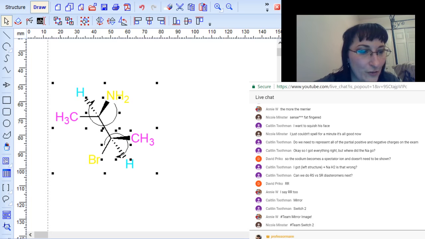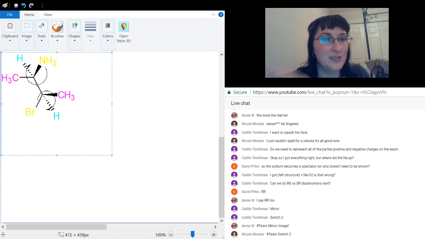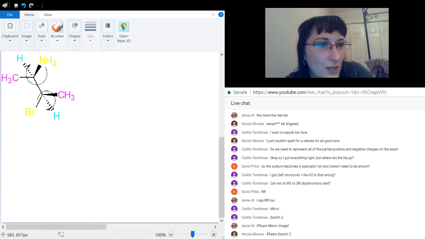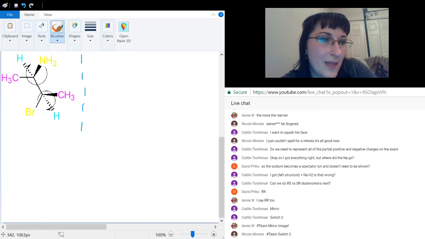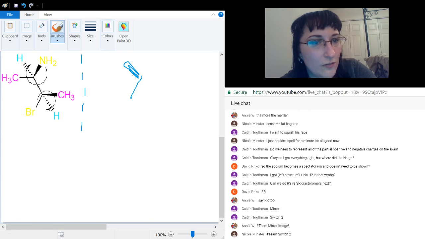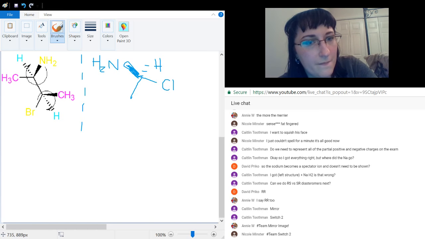Let me pull this up over here. Okay. Copied and pasted into Paint. So if you are on Team Mirror Image, I'm gonna draw my mirror plane here. And then I'm just going to draw the exact mirror image of my molecule, right? I've got something like that. Got my methyl group there.